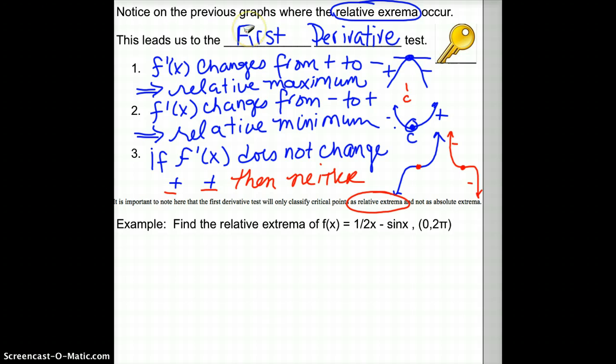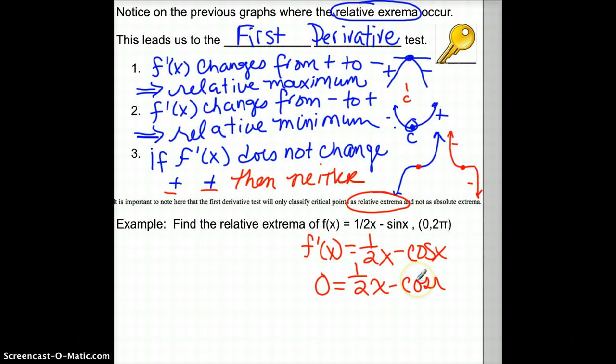So let's go take a look at an example. I've got f of x is equal to 1/2 x minus sine x. The first thing I do is take the derivative, and I get a half, the derivative of x being 1, minus cosine x, since the derivative of sine is cosine. Then I want to know where the derivative is equal to 0, a similar process to what we've done in some other sections.